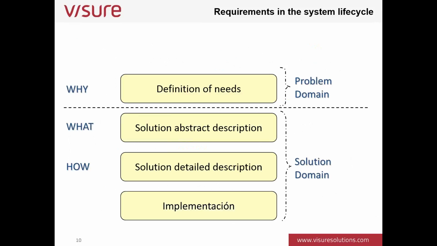We first of all gather the needs, or we define the needs behind a problem. There is a certain problem that some users, some stakeholders and customers need to solve, so we define those needs, we gather that, and those needs are going to answer the question why.